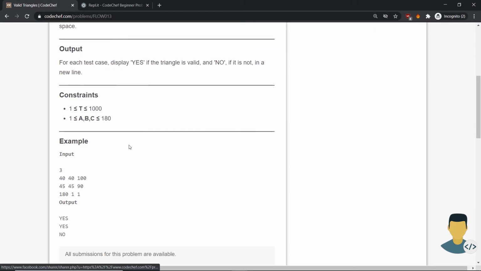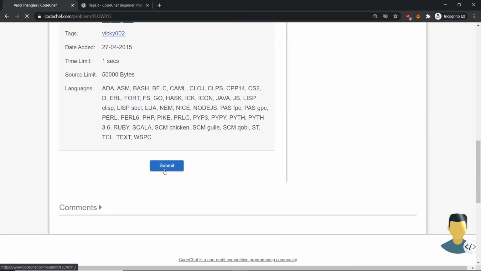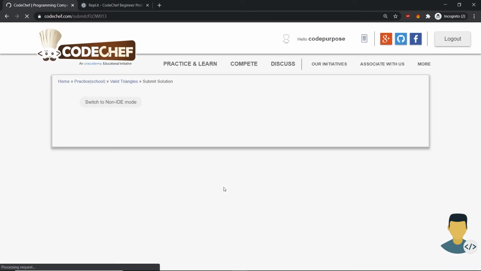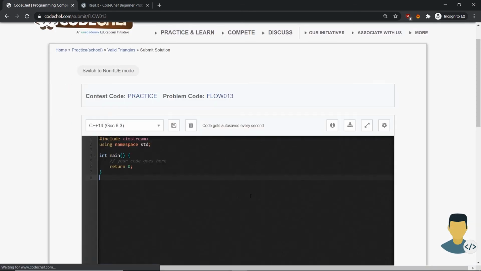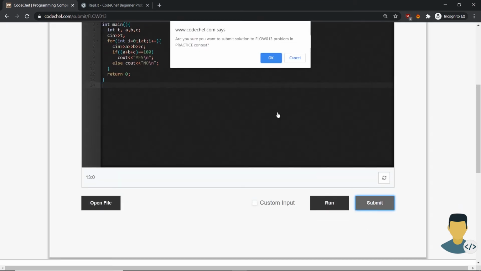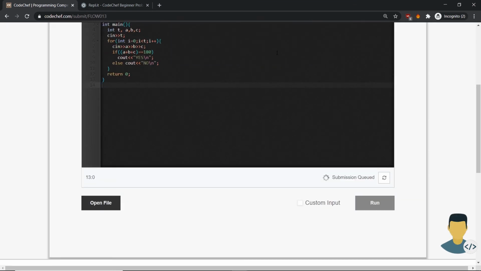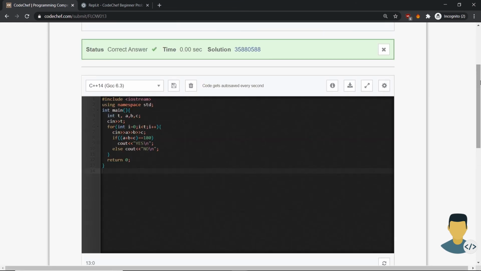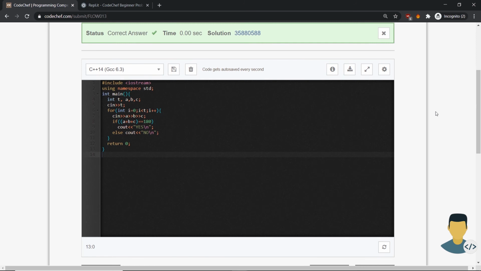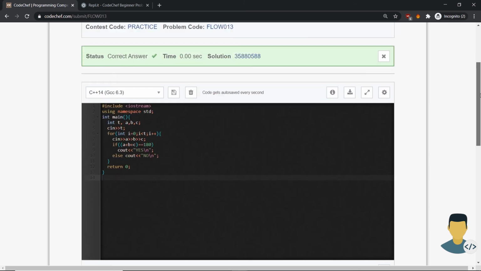That's all about this exercise. We are going to submit it, and it's there, submit, waiting for response from the server. And yeah, that's correct.